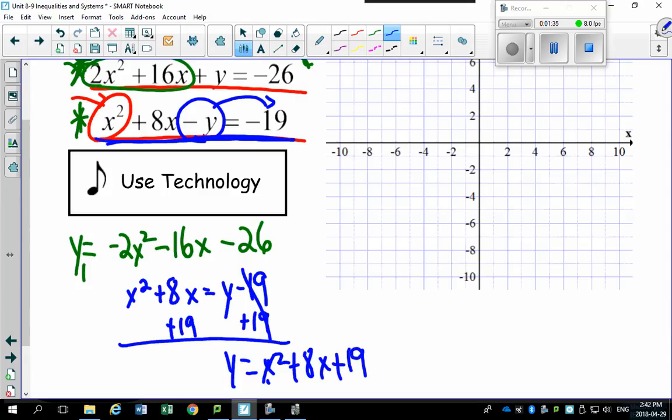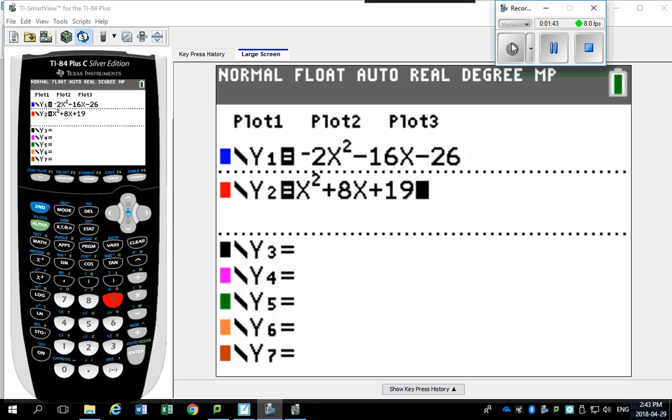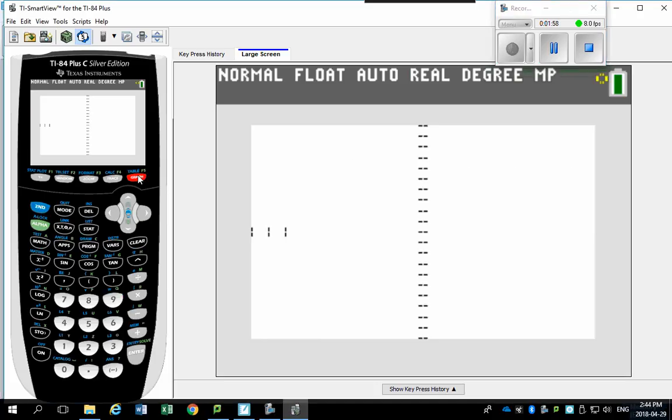I wouldn't even bother completing the square, I wouldn't bother anything. I would throw this directly into the calculator and see what happens. So let's bring up our calculator. I just put the equations in there for you, making it a little bit simpler, making this podcast a little bit shorter. So there's your minus 2x squared minus 16x minus 26, and x squared plus 8x plus 19. And let's graph it. Let's see what this looks like.